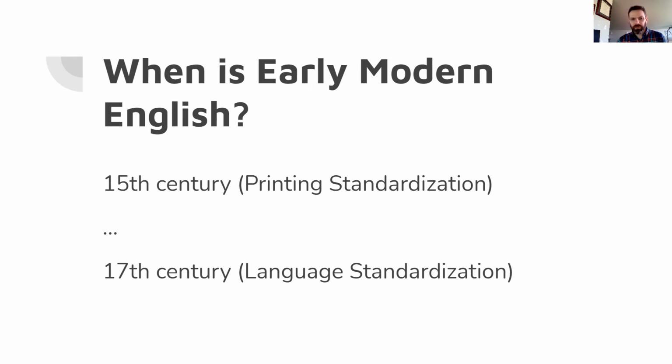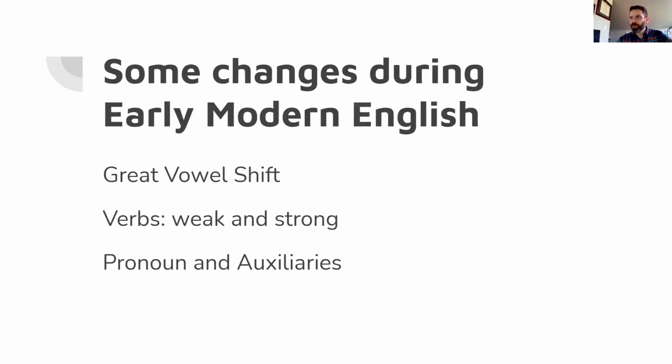And really what's happening by the 17th century is there's a greater push to start writing grammar books for English, establishing what the rules for standard English are, what it looks like. And so that's generally where we see the end of the early modern English period, and we move into forms of English that look much more closely like what we deal with now.